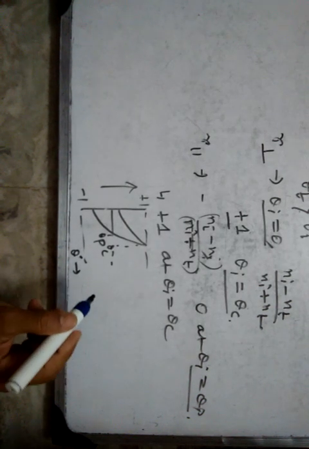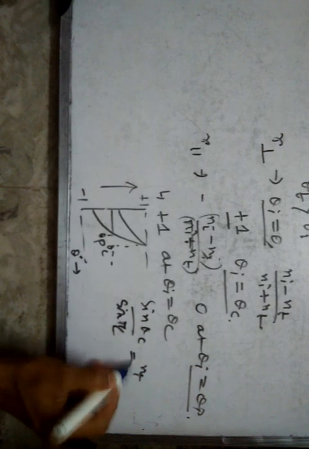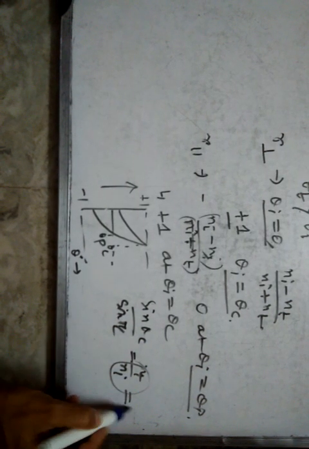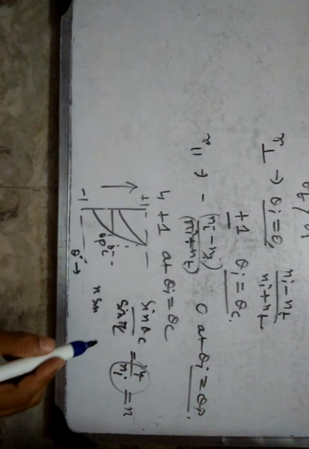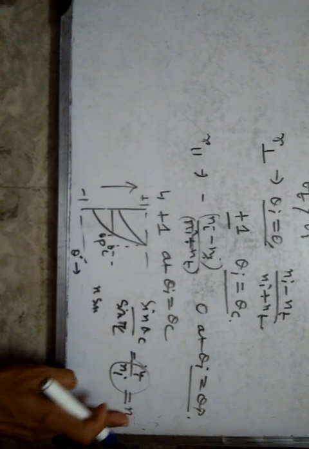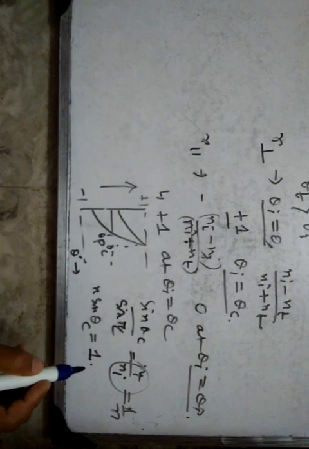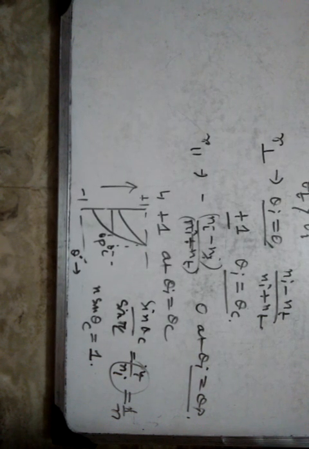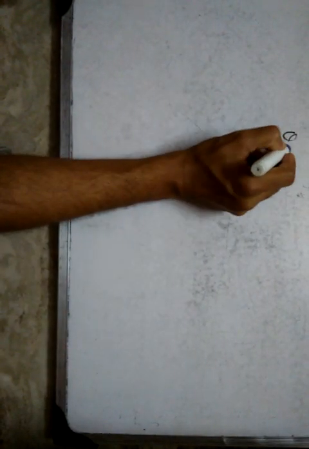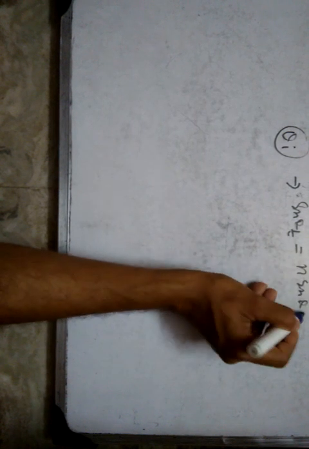Now the critical angle θc by Snell's law is given as sin θc by sin(π/2) equals Nt by Ni, and this ratio is taken as 1 by n, and then n sin θc equals 1. For any other θi, we can get sin θt equals n sin θi.